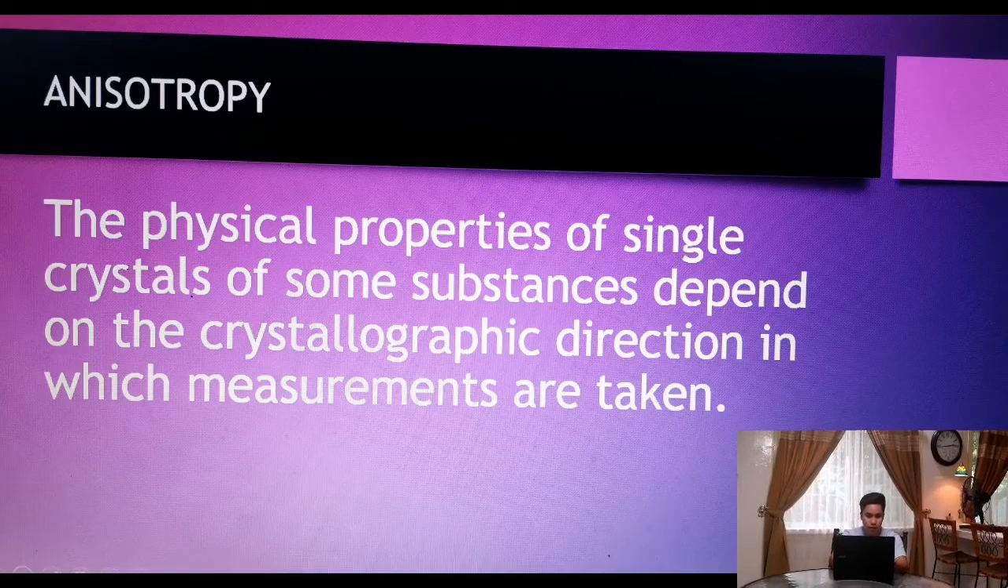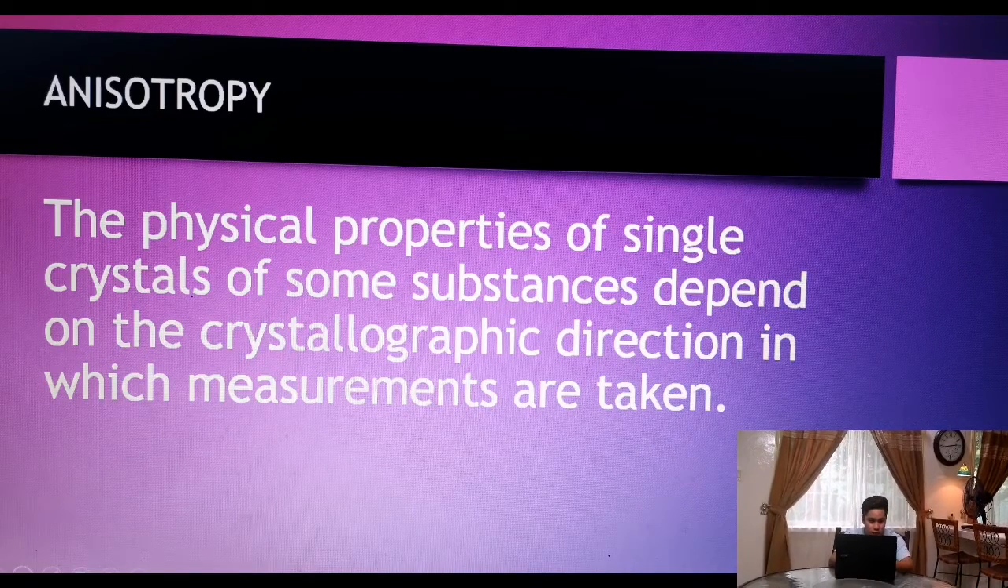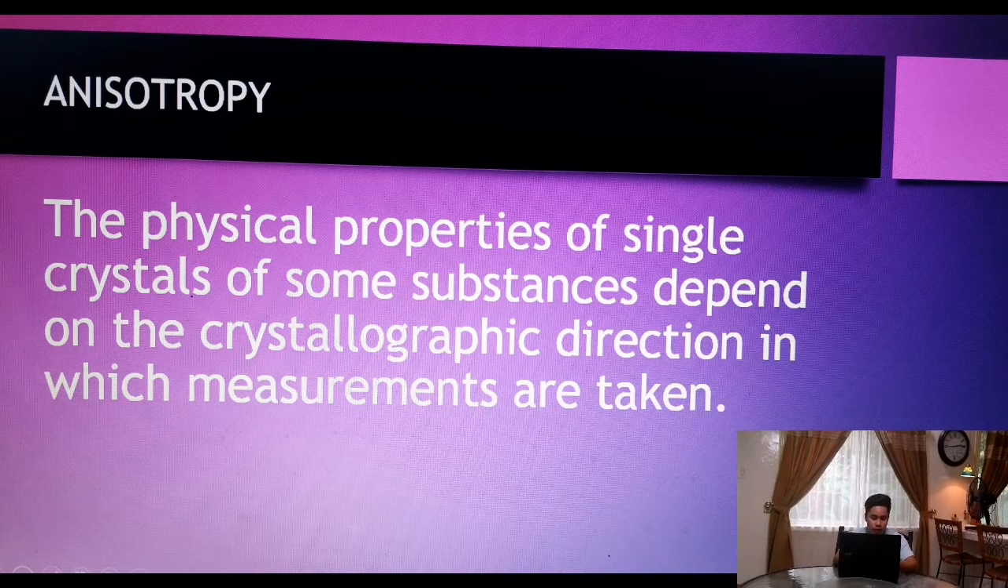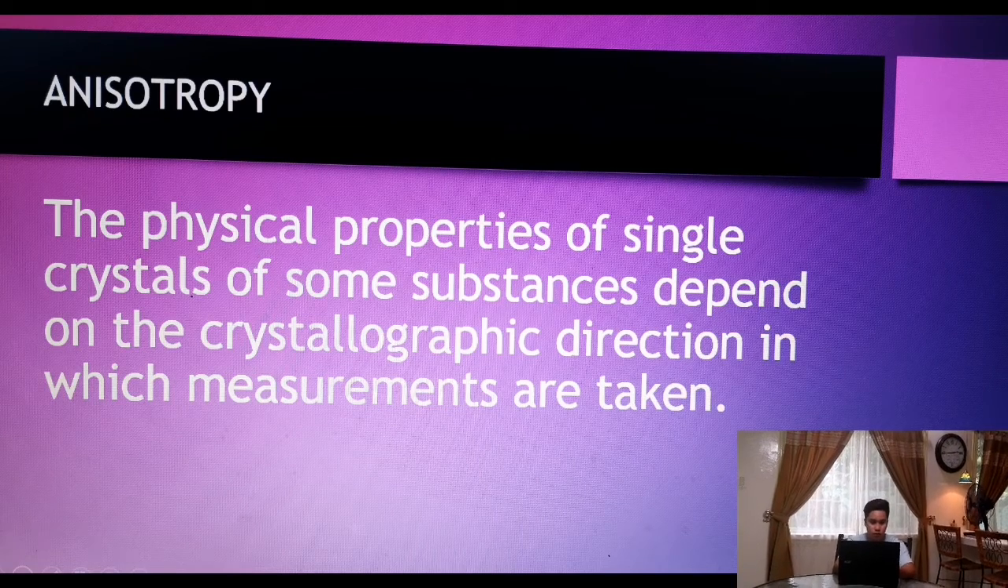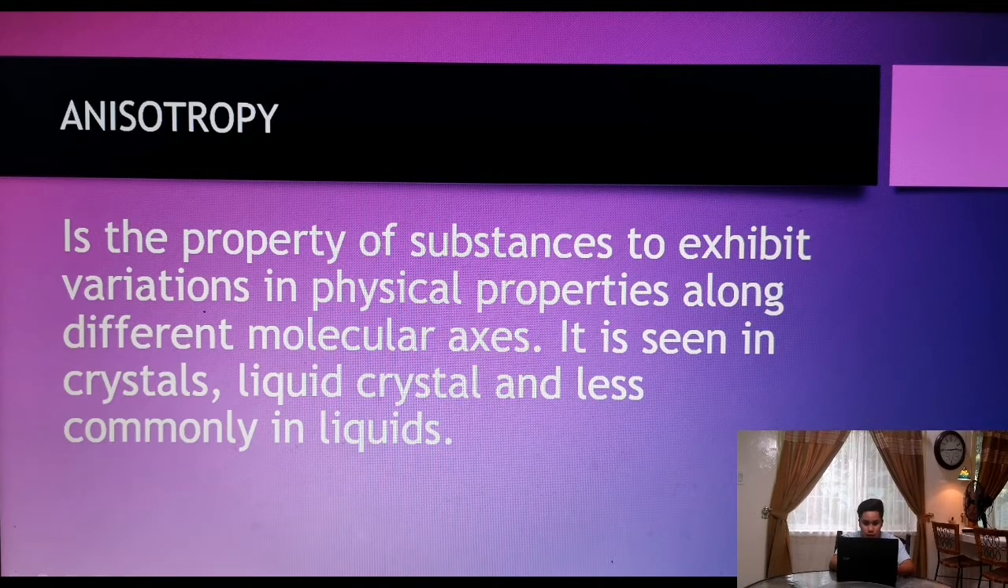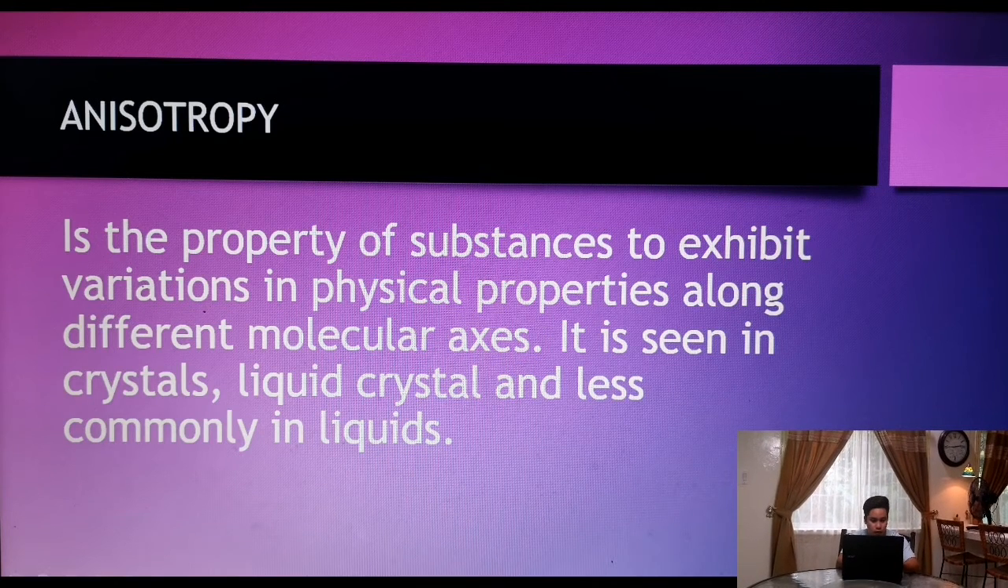So next, anisotropy. The physical properties of single crystals of some substances depend on the crystallographic direction in which measurements are taken. For example, the elastic modulus, the electrical conductivity, and the index of refraction may have different values in different directions. So anisotropy is the property of a substance to exhibit variations in physical properties along different molecular axes. It is seen in crystals, liquid crystals, and less commonly in liquids.